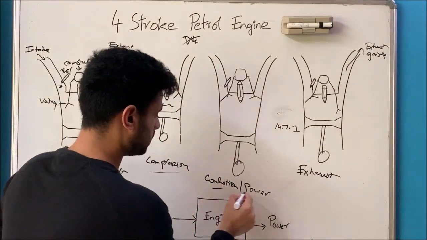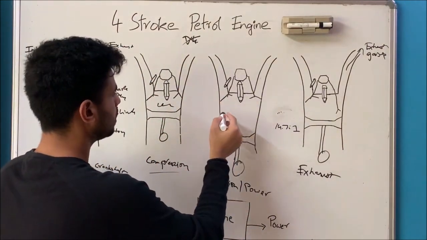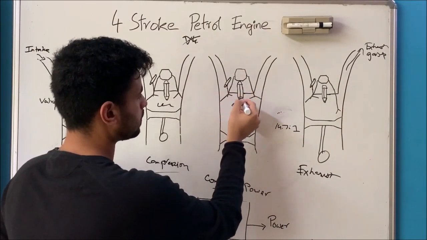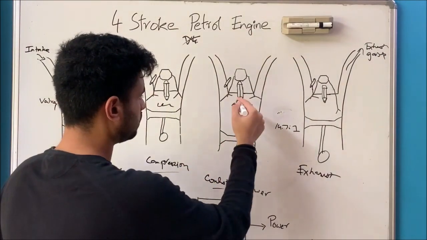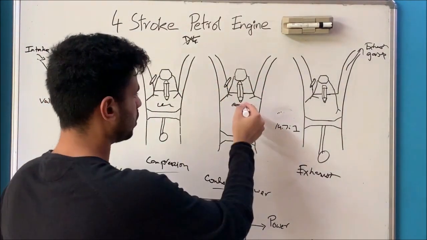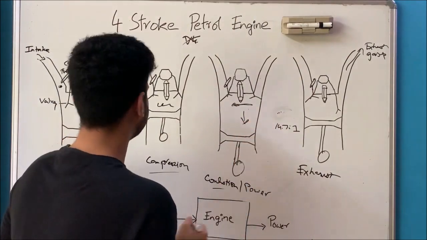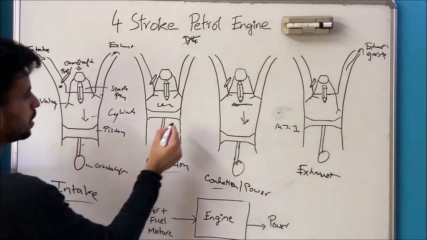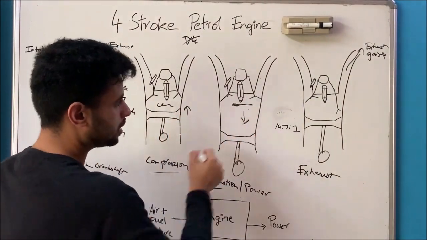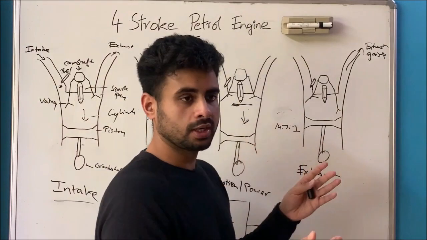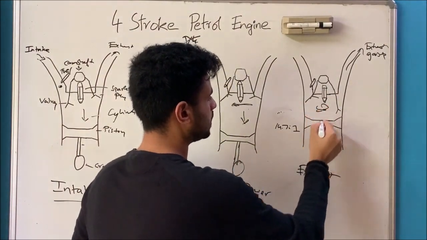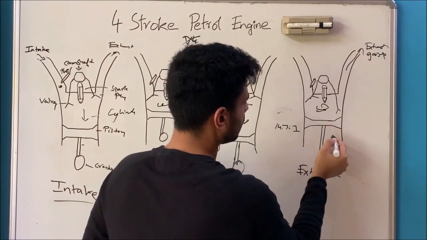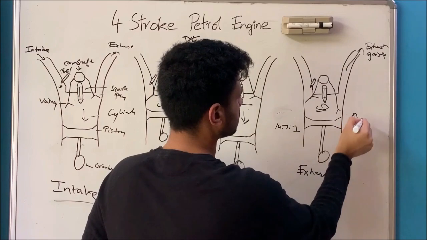Stroke 3 is combustion. We've got both valves closed, the air-fuel mixture is up here, and it was compressed. So we use the spark plug to ignite and cause an explosion, which causes the piston to go back down again. So it was up, it went down, it came back up, now it went back down again. And then finally, assuming we've burnt everything, we've got only exhaust gases remaining here, and we open the exhaust valve and let the exhaust gases out, and the piston comes back up again.